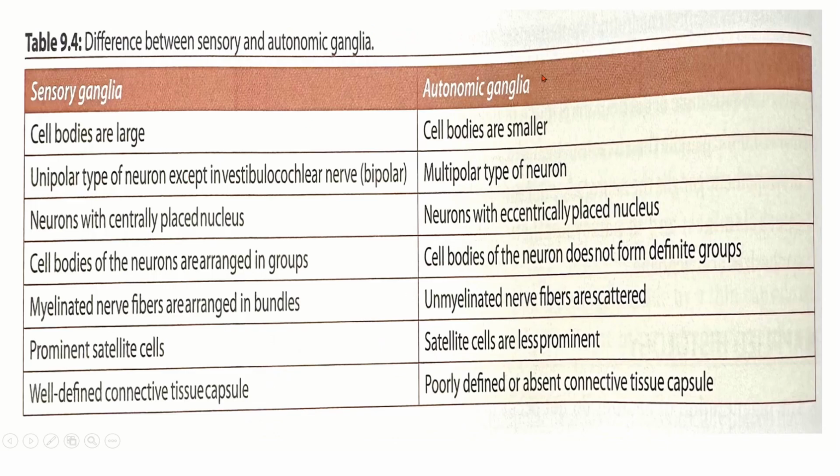So difference between sensory ganglia and autonomic ganglia. So in sensory ganglia, cell bodies are large. Here these are smaller. Unipolar neurons, multipolar neurons. So here exception is vestibulocochlear nerve. So neurons have centrally placed nucleus. Here eccentrically placed nucleus. So cell bodies of the neurons are arranged in groups. These are scattered. Myelinated nerve fibers are arranged in the form of bundles. Unmyelinated nerve fibers scattered. Prominent satellite cells, less prominent satellite cells, well-defined connective tissue capsule, poorly defined or absent connective tissue capsule.